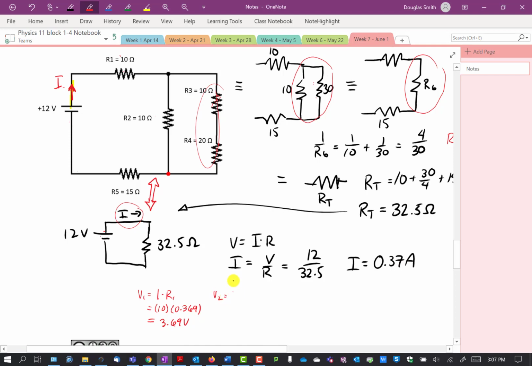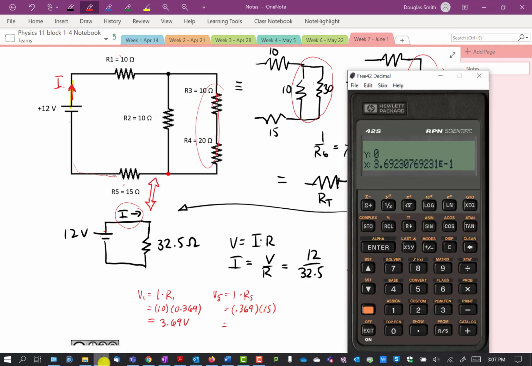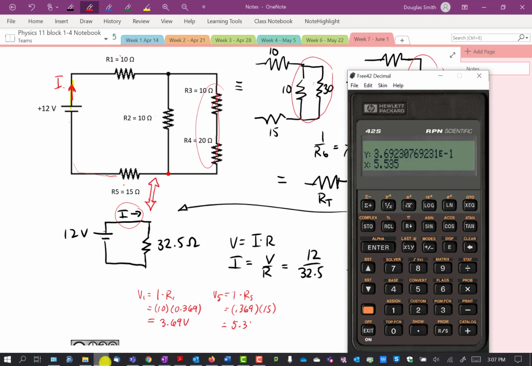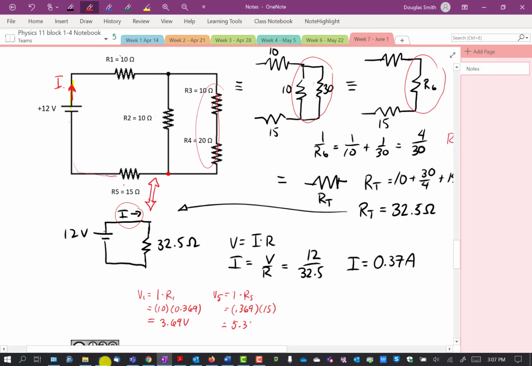And V2, okay, I'm not going to do V2 directly. Once I know that, I can figure out the rest. This same current is right there. So V5 is I times R5. The gain is equal to all the things that drop. So we have 12 equals 3.7 plus V5, which is 5.55, plus V2. So V2 is equal to 12 minus 3.7 minus that. I get 2.75 volts. So we know that voltage.